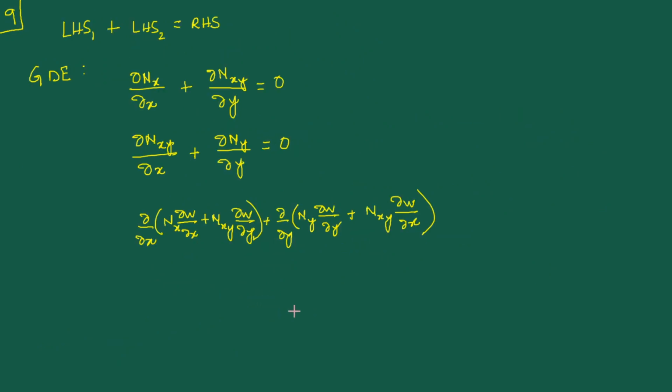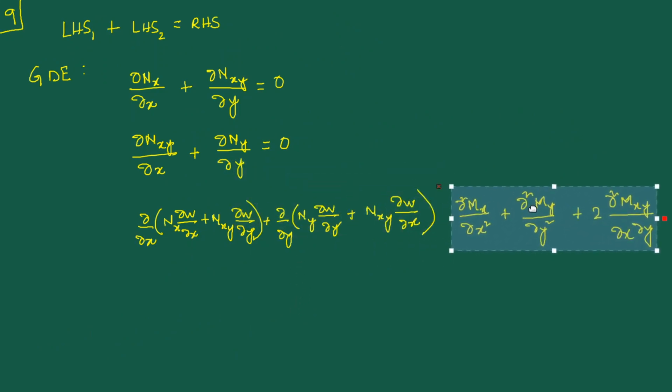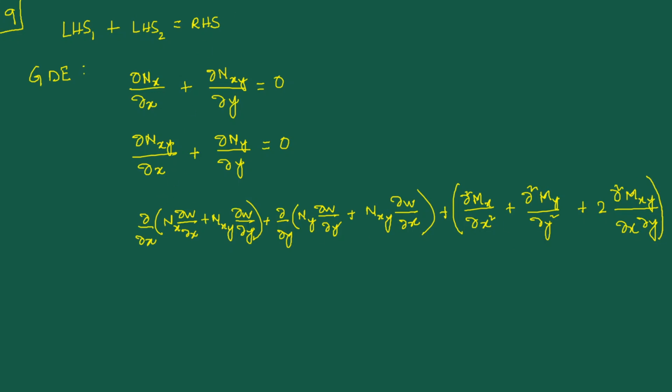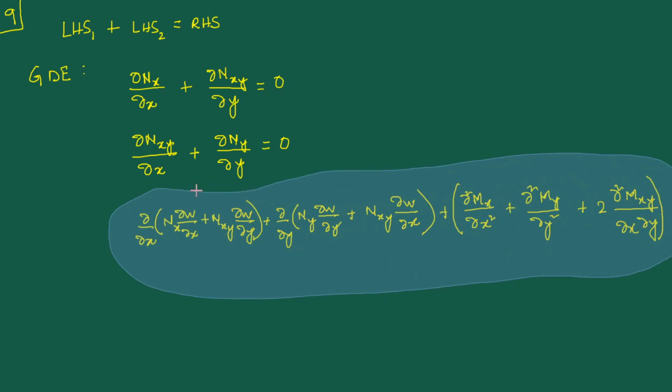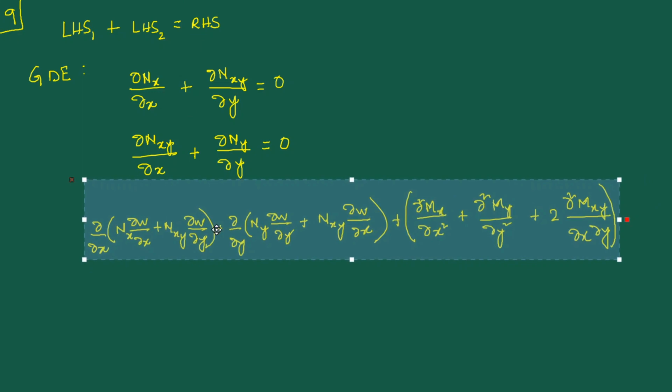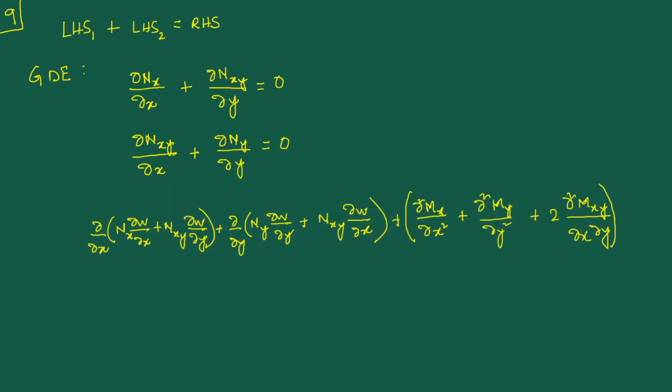So I'll just copy it here. This is that entire thing. This part is coming from the LHS2 and this comes with a plus sign. You can put the bracket here, and I'll just adjust it a little bit because I do have to put the equal to 0 on the right hand side.